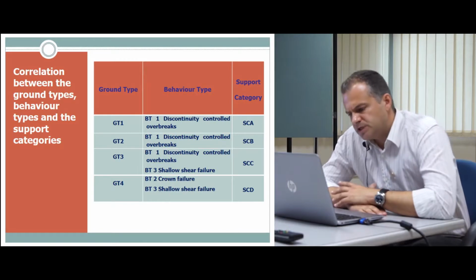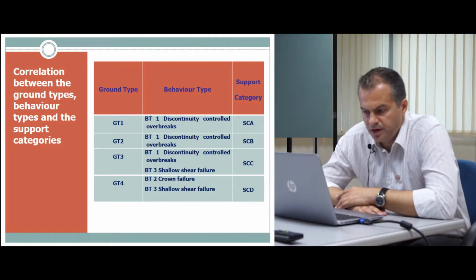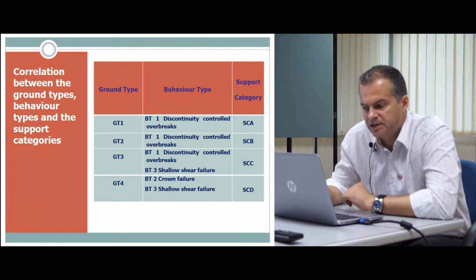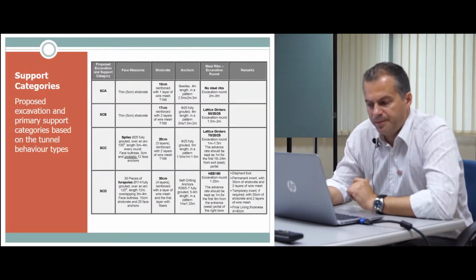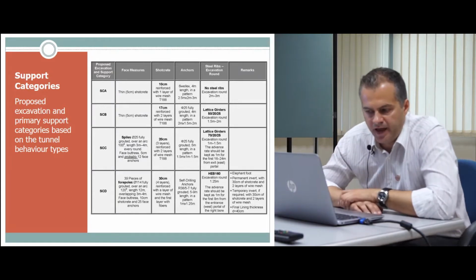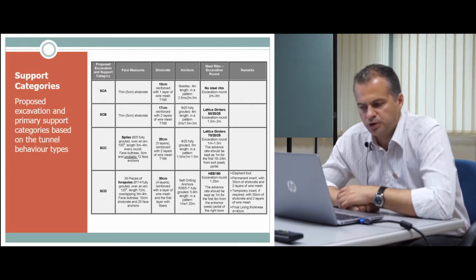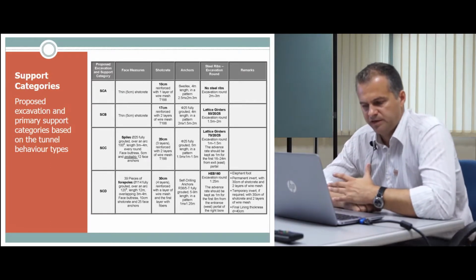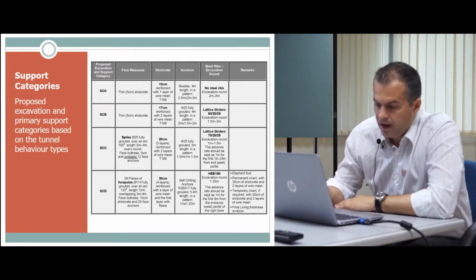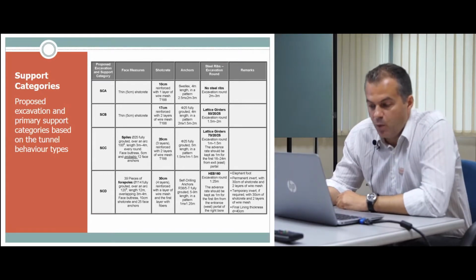Then, when you go to this rock mass, again, primary problems here in the SCB. If we go back, we will see that SCB is applied again to behavior type 1. So behavior type 1 is controlled by SCA and SCB. So SCA, it's mainly when you find this ground type 1, you apply it, and when you find this ground type 2, then you apply SCB. The SCC is applied in the behavior type 1 and 3.